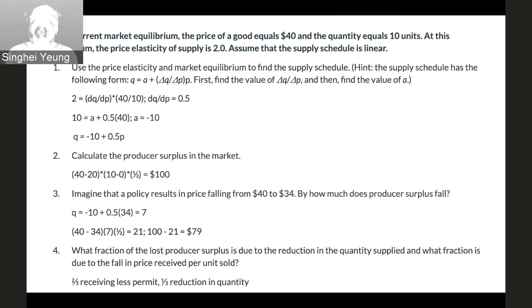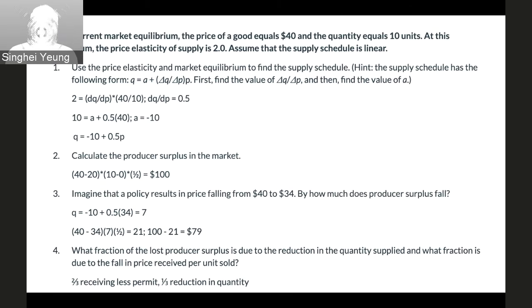And then finally, the last part of the question asked what fraction of the lost producer surplus is due to the reduction in quantity supplied, and what fraction is due to the fall in price received per unit sold. Using the graph, we got the answers of 2/3 for receiving less per unit and 1/3 for reduction in quantity.